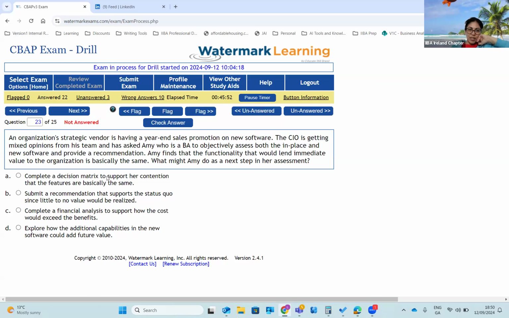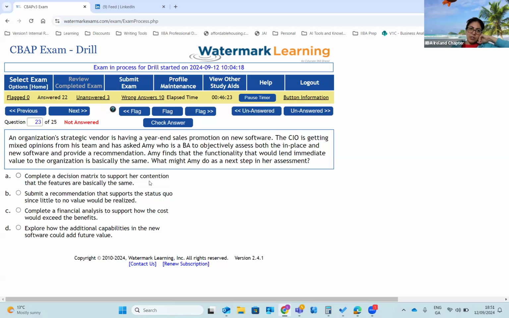Next question. An organization's strategic vendor is having a year-end sales promotion on new software. The CIO is getting mixed opinions from his team and has asked Amy, who is a BA, to objectively assess both the in-place and the new software and provide a recommendation. Amy finds that functionality that would lend immediate value to the organization is basically the same. What might Amy do as a next step in her assessment?